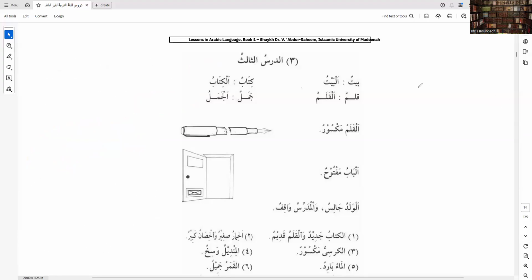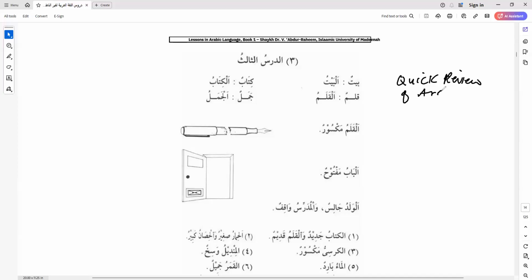First of all, a quick review of Arabic vowels. Most languages have vowels. In Arabic, we have double vowels.